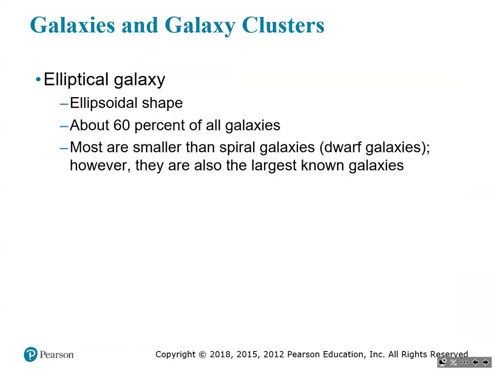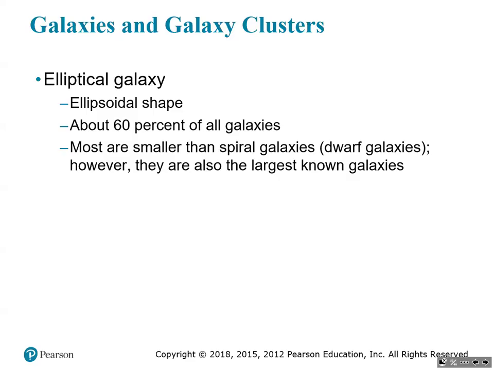Elliptical galaxies are ellipsoidal in shape. That means they're ball shaped, or footballish shape, ranging from more stretched out elliptical galaxies, which are more American football shaped, to rounder elliptical galaxies, which are more international football shaped. But they're ball blobs. They have lots of randomly orbiting stars that form a round shape. They make up about 60% of galaxies.